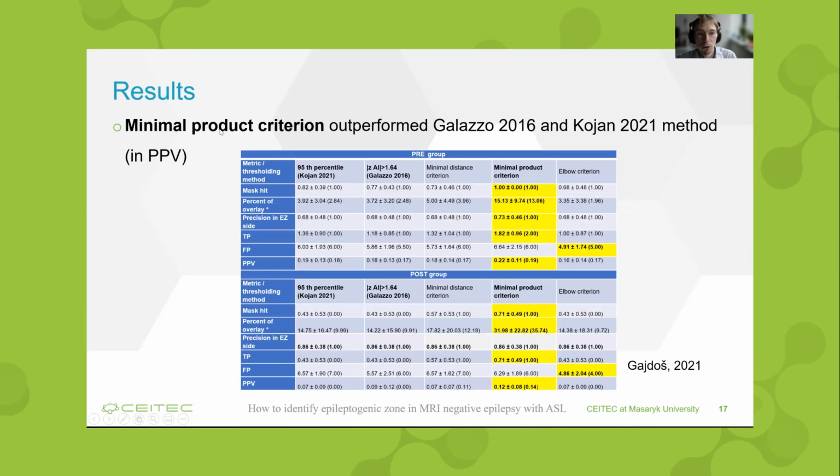The minimal product criterion also outperformed the methods used by the team of Galazzo and Koyan, and most importantly in the positive predictive value. So here are the results with usage of already published methods. Here is the developed method.